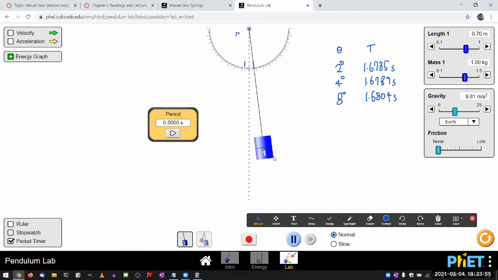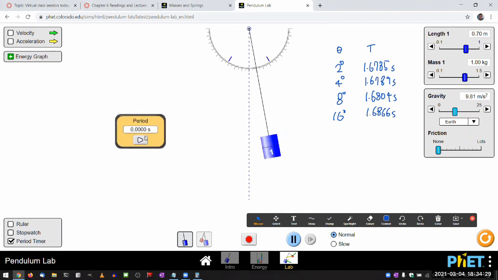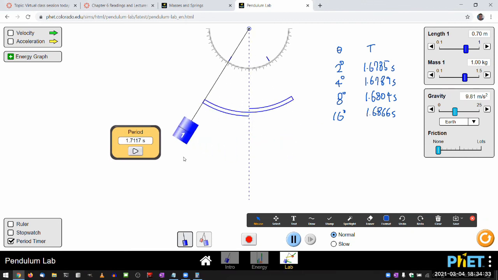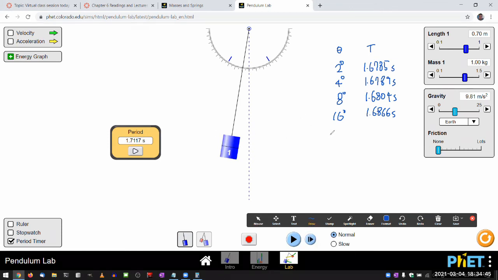Let me try setting this at 16 degrees. Keep doubling the amplitude. At 16 degrees, if I round it, it'll be 1.69 seconds instead of 1.68. So it's beginning to change here, in a more measurable way. And this is where you see the approximation starting to break down. At these larger angles you will see the period does depend on the amplitude of oscillation. And we call this anharmonicity. Let me just write that down. It's becoming, from a harmonic oscillator, an anharmonic oscillator.